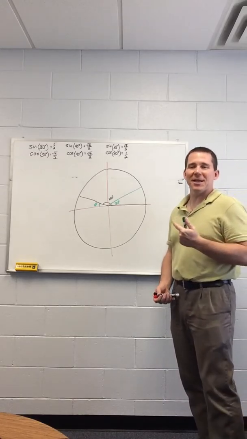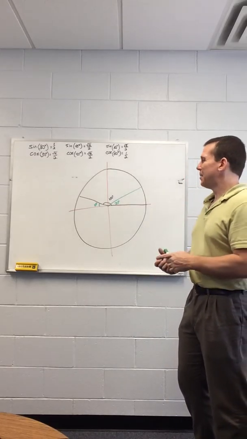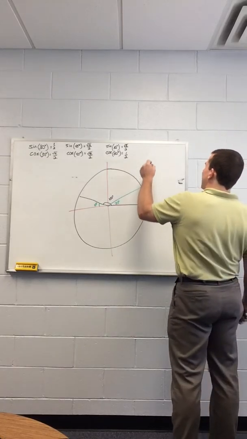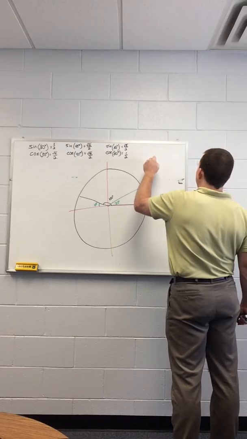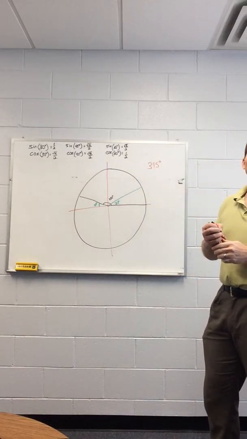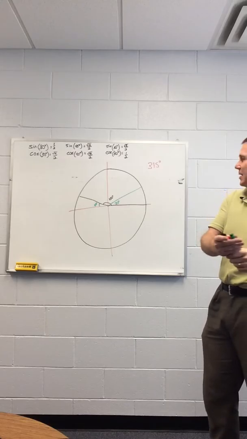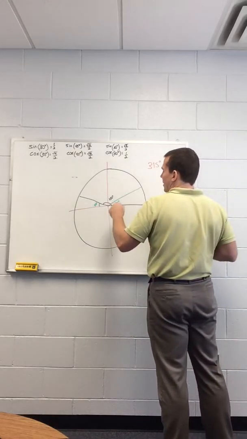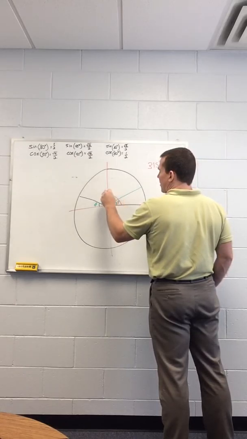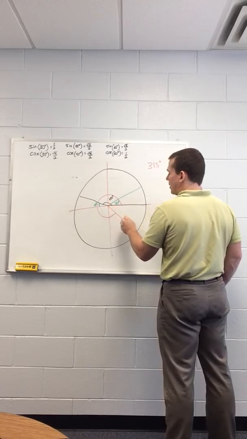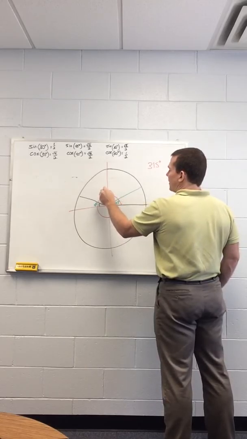There is a reason for this, which we'll use in one second, but to make sure we're clear on it, suppose I had 315 degrees. What is a reference angle associated with 315 degrees? Well, if I drew 315 degrees, I would start here, and I go all the way around to right here. That's 315 degrees.